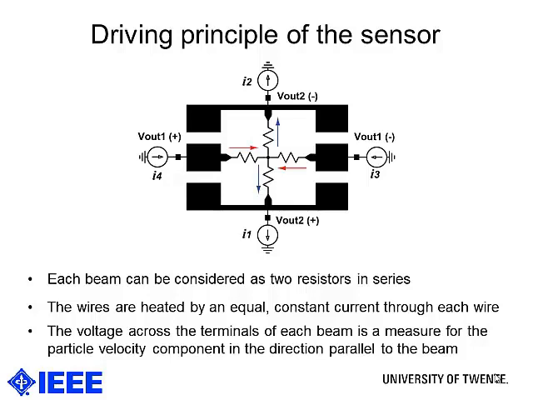In case of no flow or any kind of disturbance of the air, the temperature profile on these wires would be symmetrical, so that the resistance of these wires would also be the same. Now, because the resistance is the same, and the current is also the same, you'll get the same voltage drop on each part of these beams, so that the voltage on the terminals of each of the beams will be zero in case of no disturbance.